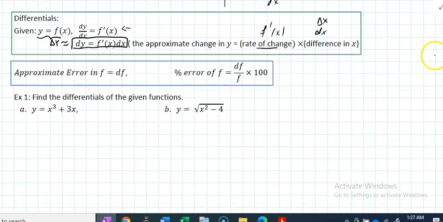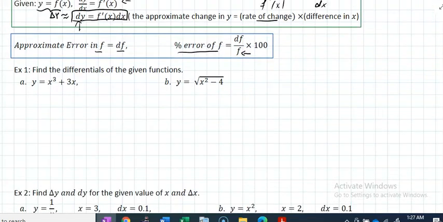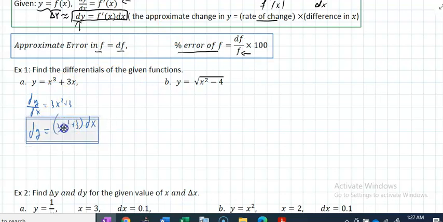So approximate error in f is really df, that's this derivative. Approximate error in y is dy, and the percentage error of f is df divided by the original times 100. That gives you the percentage. So first example, we're going to kind of find what differentials are. Take dy dx, that is 3x squared plus 3, and dy, if you cross multiply, is 3x squared plus 3 times dx. That's differentials. That gives you a very good idea of what delta y is.